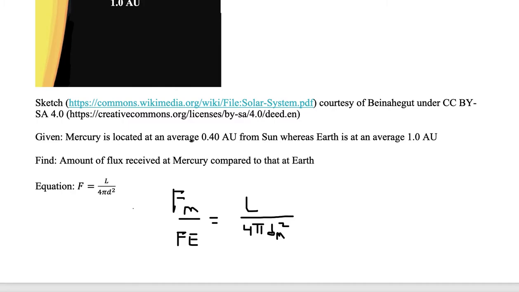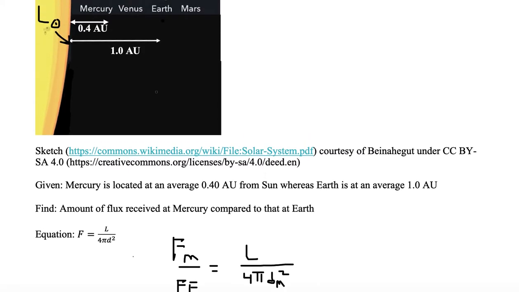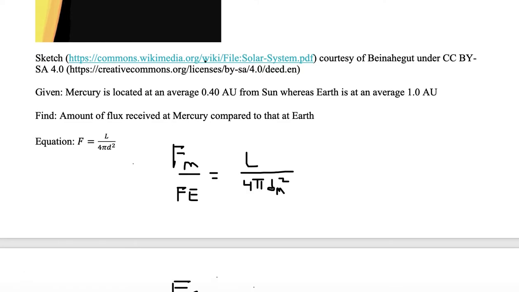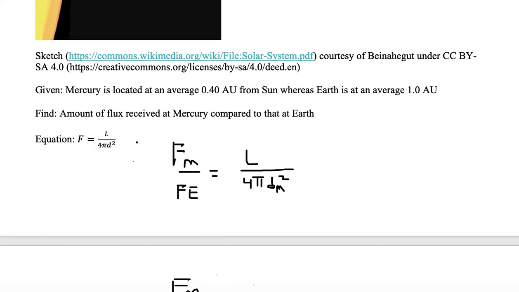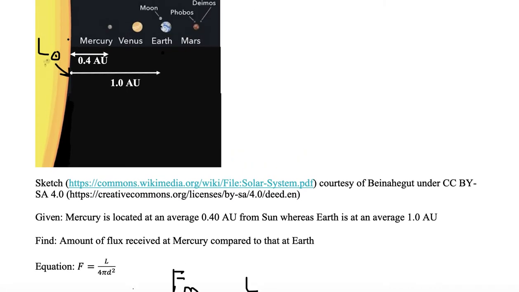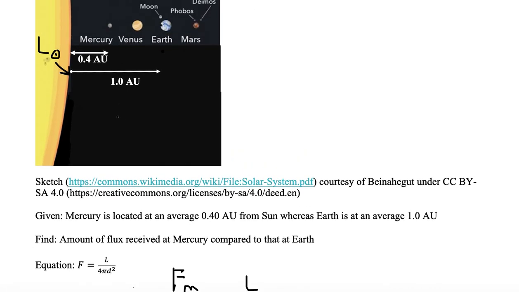We're given that Mercury is located an average distance of 0.4 AU from the Sun, whereas Earth is located an average distance of 1 AU from the Sun. We're also given an equation that flux is equal to luminosity divided by 4 pi d squared, where d is the distance between the Sun and the object we're looking at.